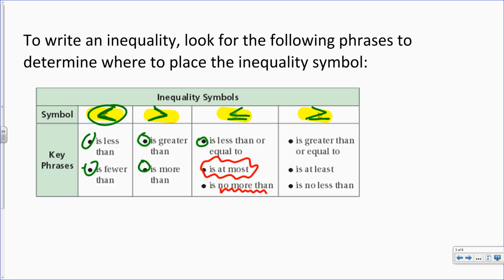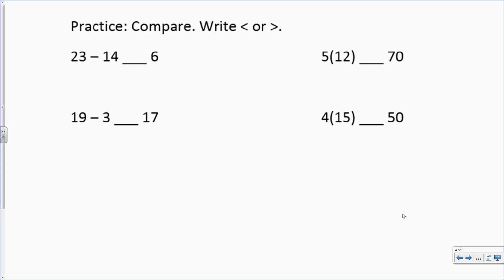Finally, we have is greater than or equal to, which can be just said is greater than or equal to. Or it also has a tricky way. If I say is at least, that means that the smallest it could be, or it could be more, so it's greater than or equal to. And is no less than also gives us trouble sometimes because that means it could be greater than it. So keep those in mind. You want to look back to this table at times when you're working on your homework.